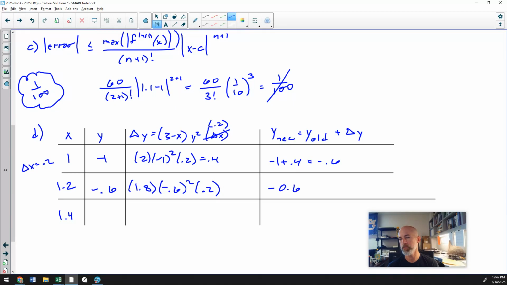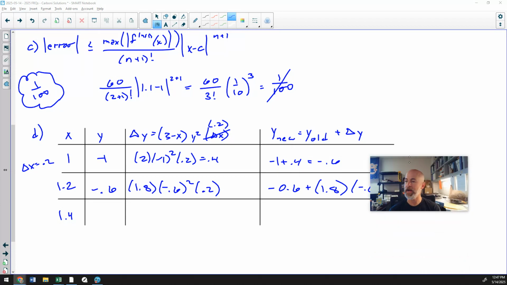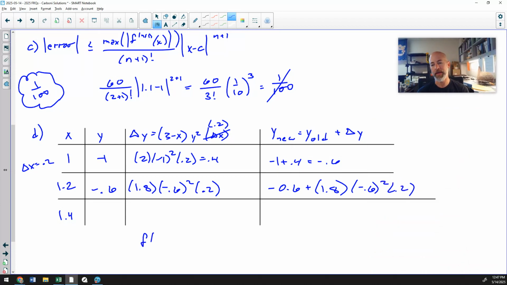-0.6 plus that delta y I just computed, 1.8 times -0.6 squared times 0.2. And then I like to make a conclusive statement that f of 1.4, do I call it f? Yeah, f of 1.4 is approximately -0.6 plus 1.8 times -0.6 squared times 0.2. Leave my answer like that. I don't know what that is, and I don't care, and I'm not going to try. So there's my answer to number 5.